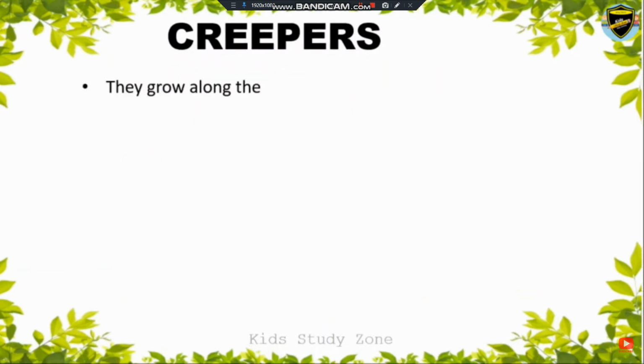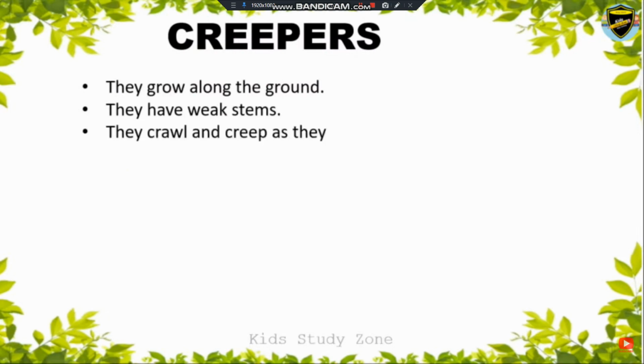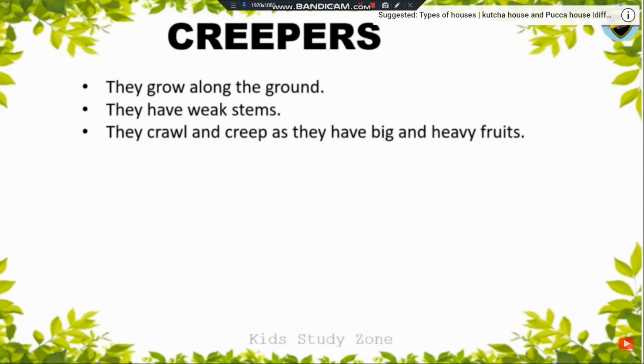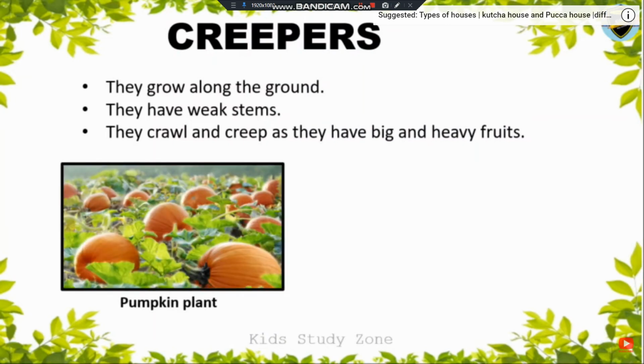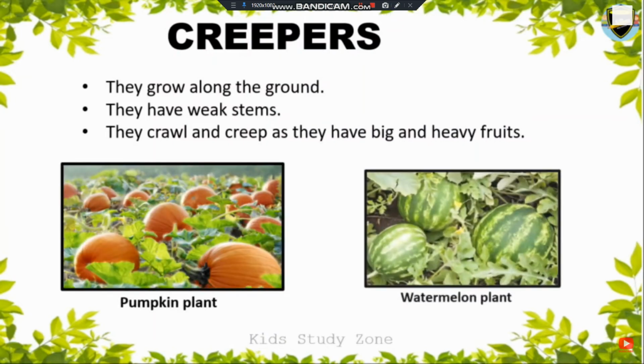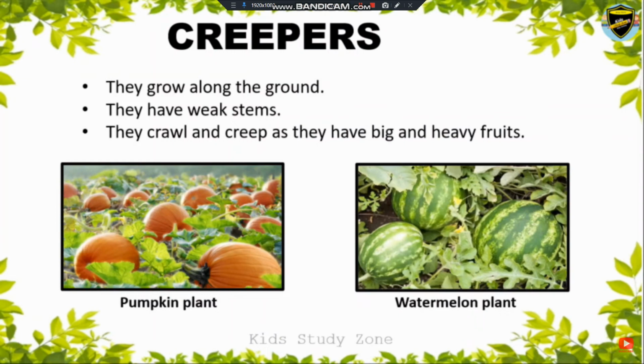Now let us see creepers. They grow along the ground. They have weak stems. They crawl and creep as they have big and heavy fruits. Let us see some examples of creepers. Pumpkin plant, watermelon plant.